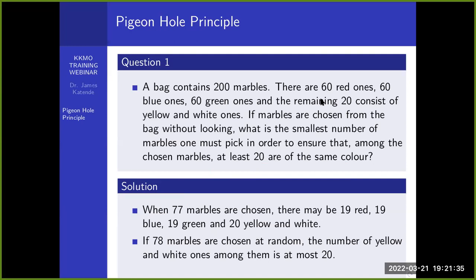So the answer is 78. You need to pick a minimum of 78 to guarantee that there are at least 20 of the same color.